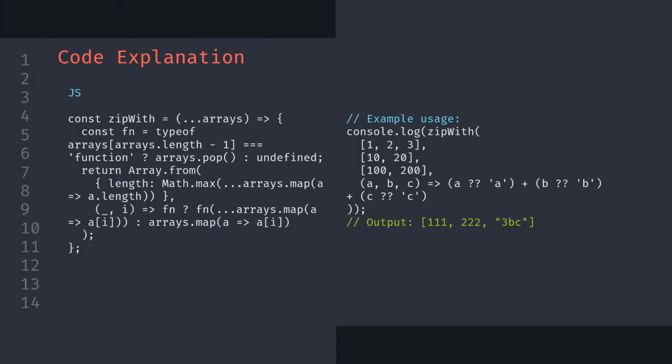This function first checks if the last argument is a function. It then determines the length of the longest array and iterates through the indexes, applying the custom function to merge values accordingly.